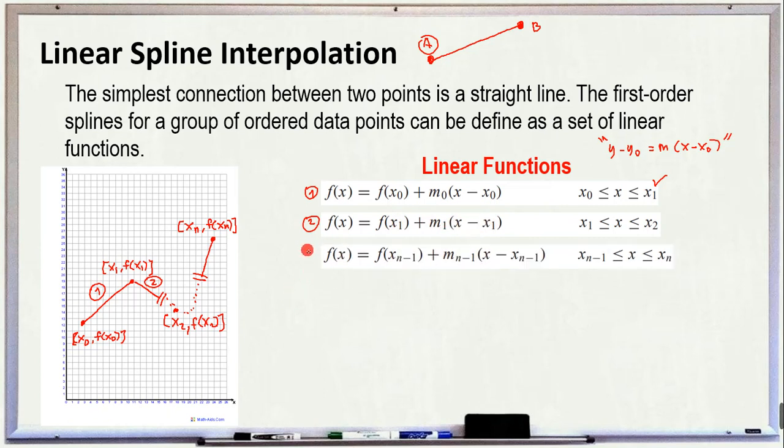And then for the third one, depende kung asa mo moabot. So the pattern would go like this. So f of x sub n minus 1 plus m sub n minus 1 times x minus x sub n minus 1. Now, ang pinaka-basic nga ihinumdom ani is that if you have n data points, just connect them. Okay? And the equivalent number of functions nga imong ma-generate is n minus 1.